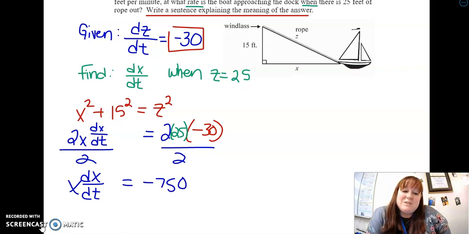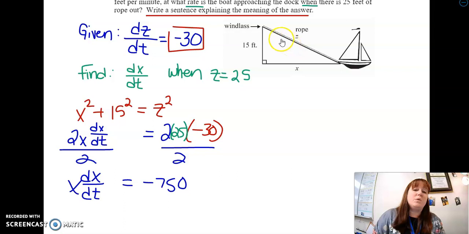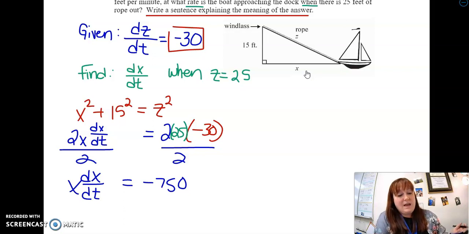And now I'm like, well, what else do I do? I can't get dx/dt by itself. I still don't know x. Well, we do know how x and z are related, don't we? So this triangle is constantly changing. As this rope is pulling the boat in, x and z are both changing. But at the exact moment that z equals 25, I can find the new triangle and I can find x.